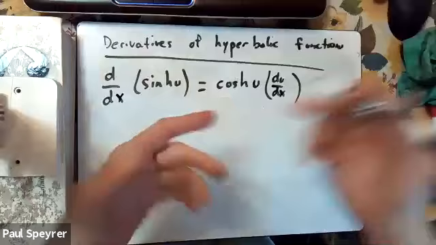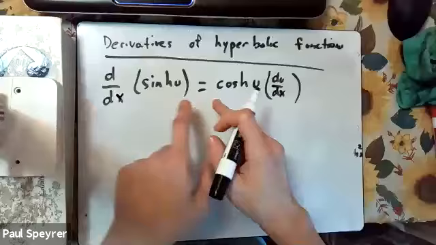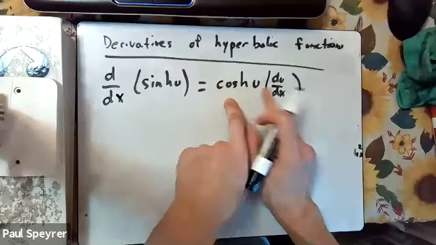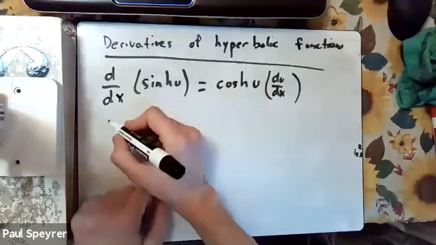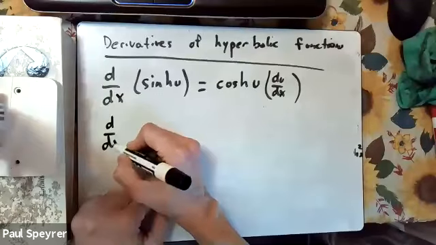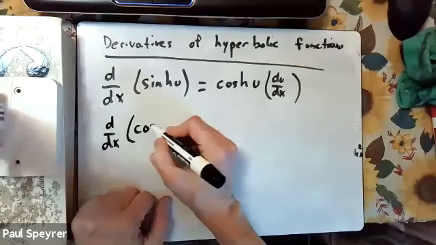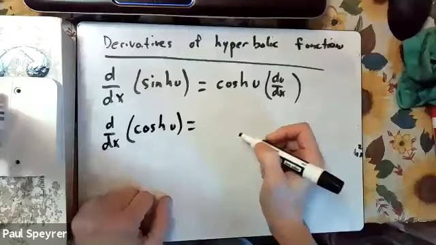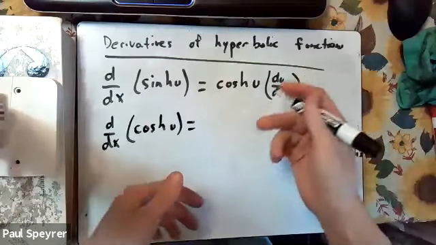It's the chain rule every single time, like you do it forever and ever. You derive the outside part, you leave the inside alone, and then you derive the inside. Then if we have d/dx of hyperbolic cosine of u, well, that one is very similar to cosine.